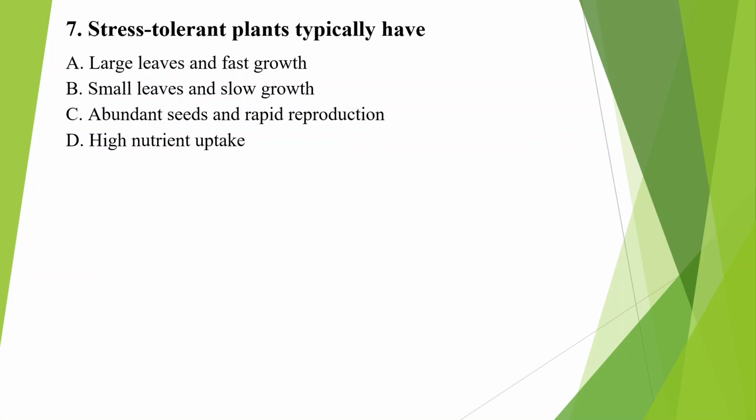The first question was asking about the functional plant that we talked about, the leaf area and all. Then the second is asking about the competitor plant where we have seen the high fertility environment and low stress. Then let's discuss the stress tolerant plants. How do they typically behave?